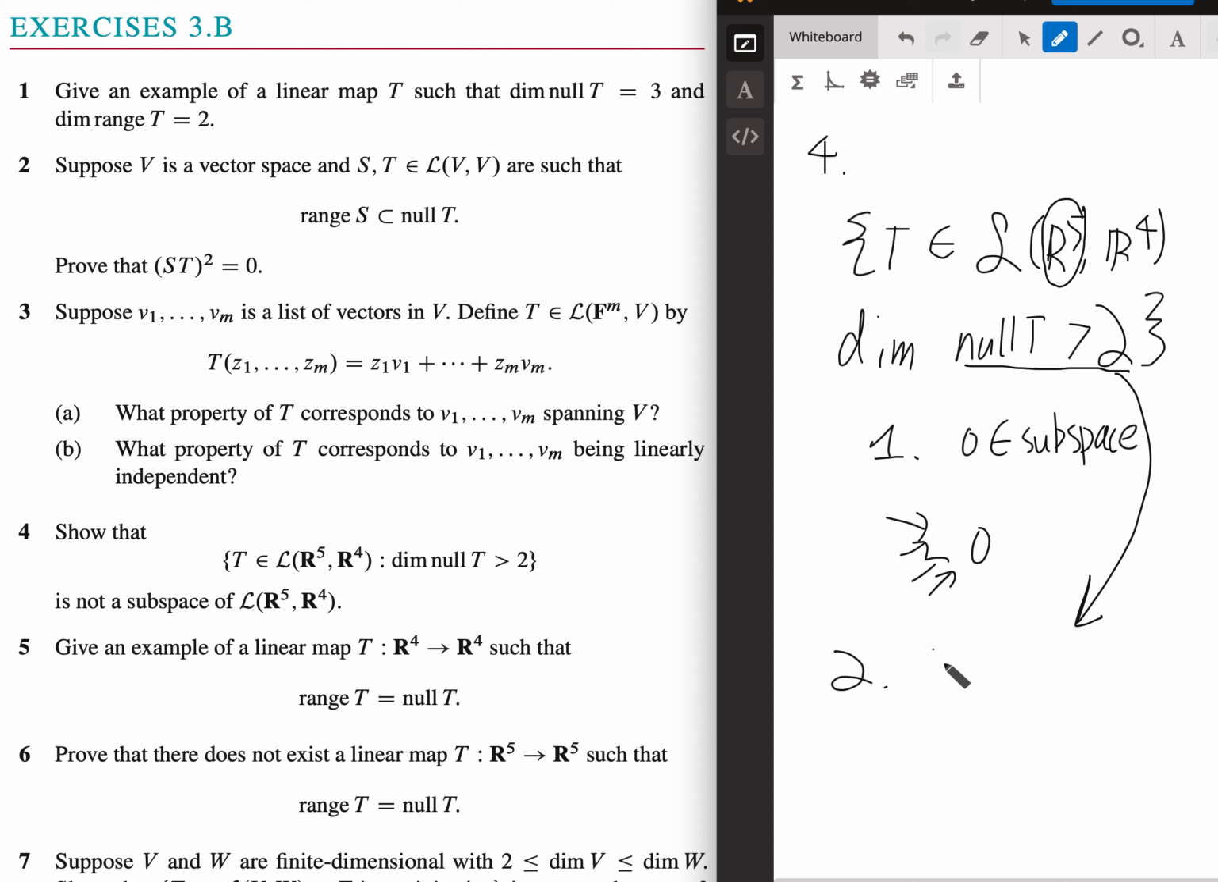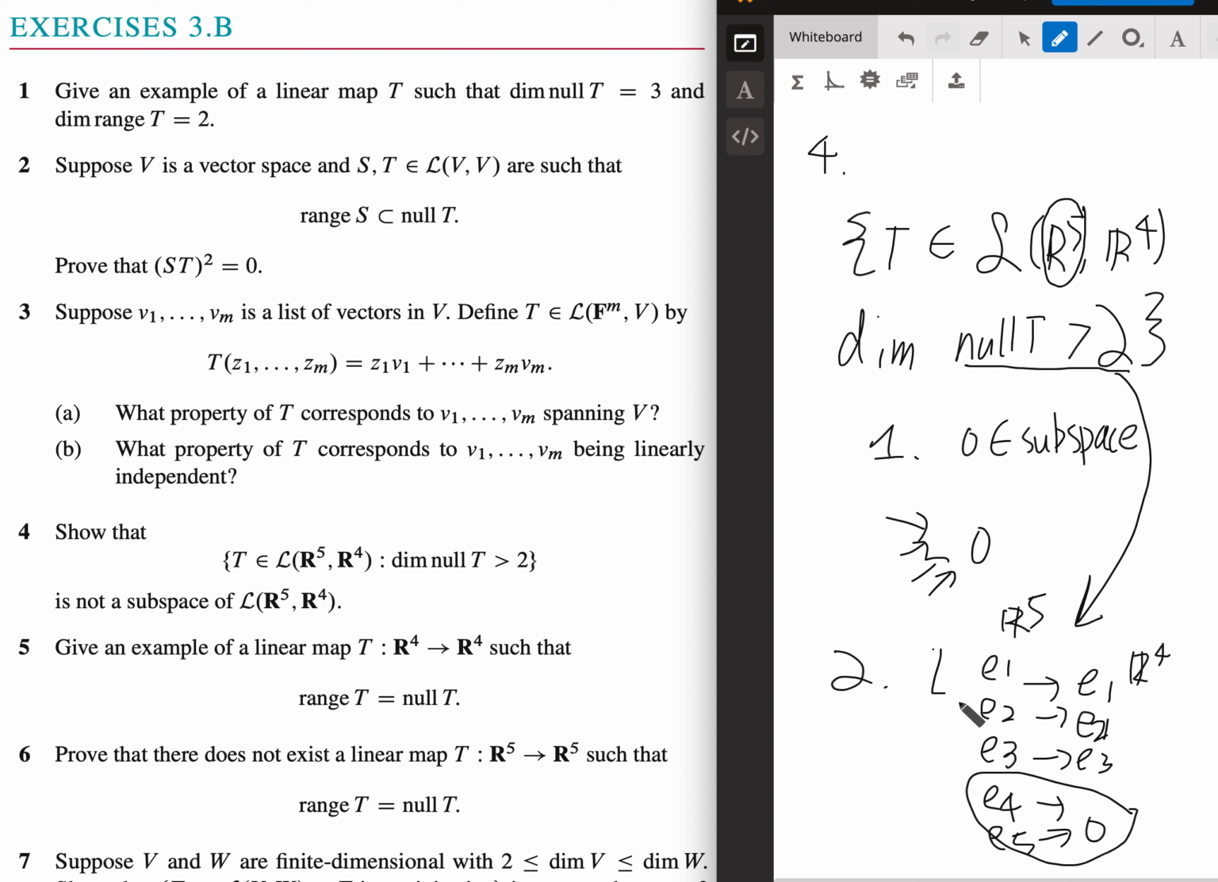In fact, that's probably wrong, and the reason is because what you could do is you could have a first linear map, let's say it maps E1, E2, E3 to E1, E2, E3 of R4 from R5. What you could do is you can have E4 and E5 both map to 0. And this way you get a null space of dimension 2.